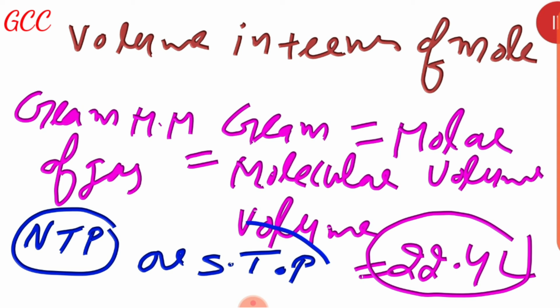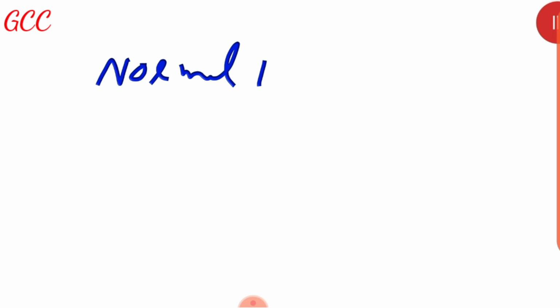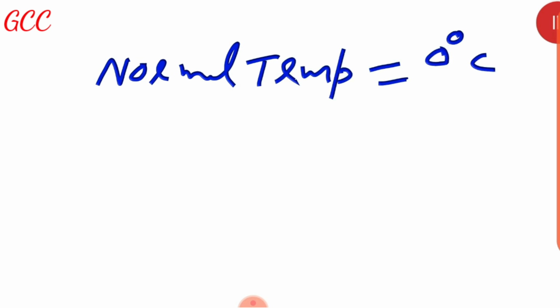What is the full form of NTP? NTP means normal temperature and pressure. STP means standard temperature and pressure. We can use NTP or we can write STP. Then the question arises, sir, what is the normal temperature and what is the normal pressure? The normal temperature is 0 degree Celsius, that is equal to 273 Kelvin.